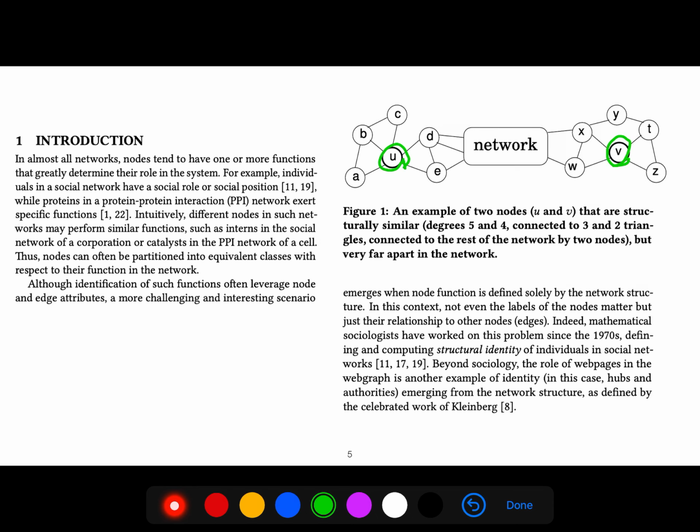So degree: node U has degree 5 and node V has degree 4. Node U is connected to 3 triangles. Node V is connected to 3 triangles. 1, 2, 3. I mean the neighborhood of that. So you see they are very much similar to each other structurally.